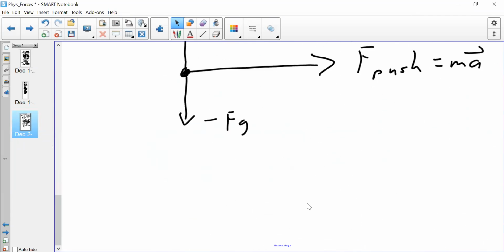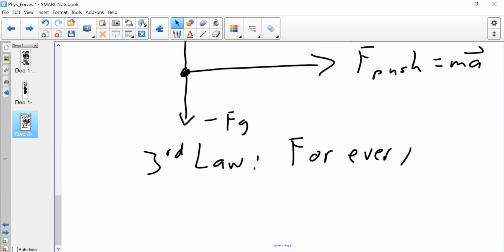Okay, so the third law, let's see, I'm jumping into the last section. For every action, for every force in one direction, there is an equal and opposite force in the other direction. We've seen that already. So we've been implying Newton's third law all this time.